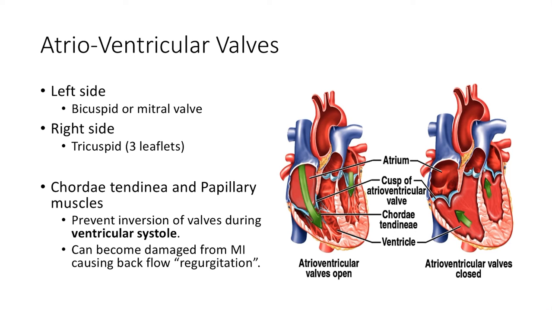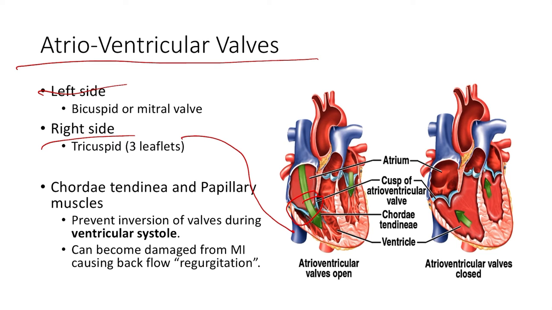So our AV valves: on the left side, we've got our bicuspid, also known as the mitral valve, and on the right side, we have our tricuspid valve. Atrioventricular valves do exactly as they're described anatomically. They separate the atria from the ventricles. On this example here, we've got our right AV valve, or the tricuspid valve, and on this side here, the mitral valve. Basically, the way these valves operate is that they prevent backflow of fluid.